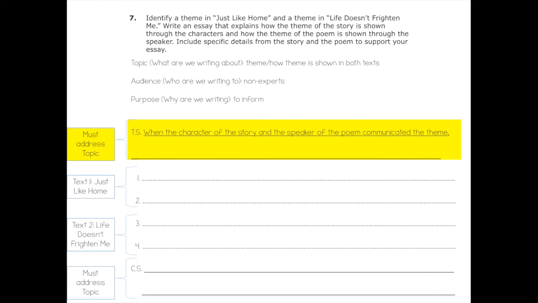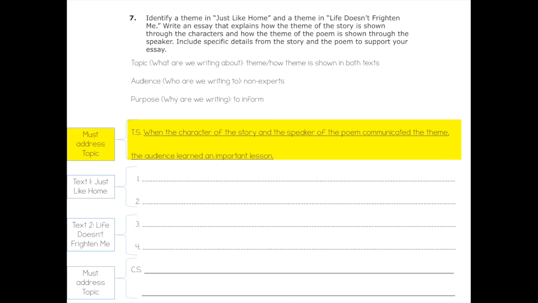To finish this sentence, I need to think about what a theme does. A theme communicates a lesson that the author wants us to know, so I can finish this sentence: the audience learned an important lesson. This makes our full TS. When the character of the story and the speaker of the poem communicated the theme, the audience learned an important lesson. Remember, your topic sentence doesn't have to be the same as mine. But be sure you are addressing the topic of the prompt to set yourself up for success.